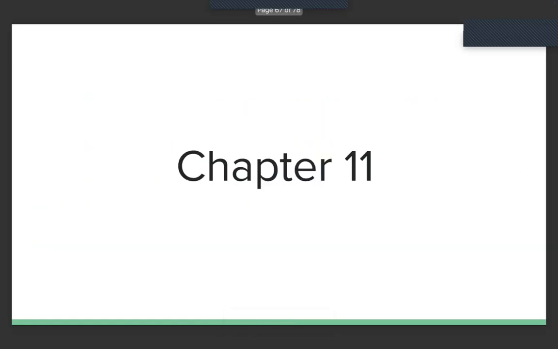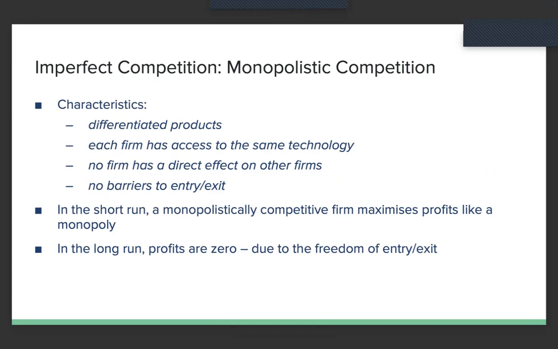Okay, so that was all about monopoly. Now let's move on to monopolistic competition, which is more of a real life setting for most economies. So you have differentiated products. Each firm has access to the same technology. No firm has a direct effect on other firms. So that part comes from perfect competition again. But we have differentiated products here, and there are no barriers to entry or exit.